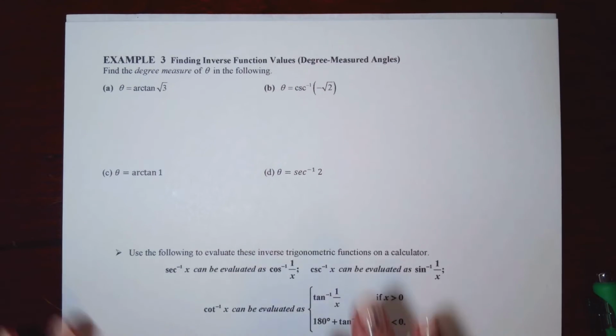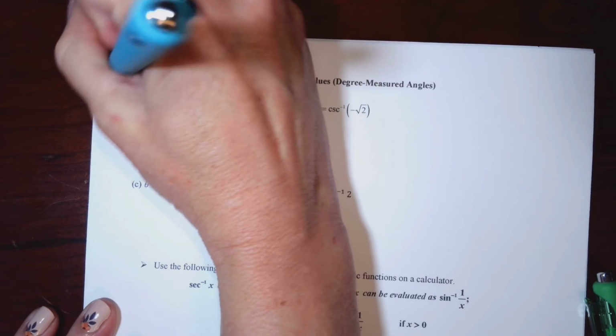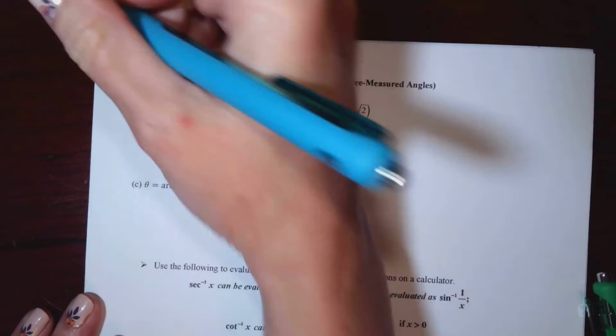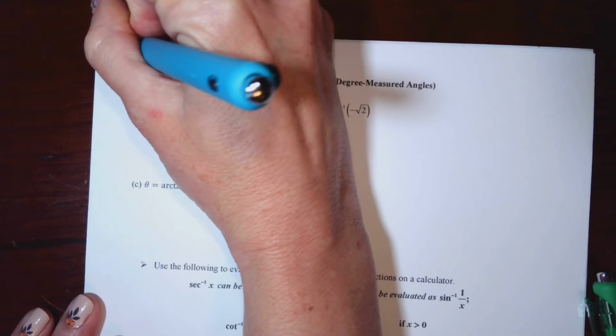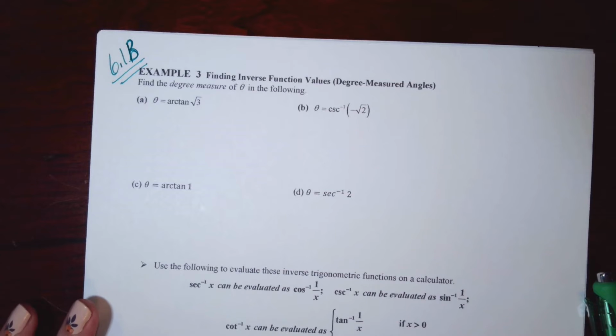Okay, so we are back to finish Chapter 6, Section 1. So we are in 6.1b. My 6's and my b's look so much alike. I'll make that a capital B. There we go. 6.1B. We're going to finish Chapter 6, Section 1.